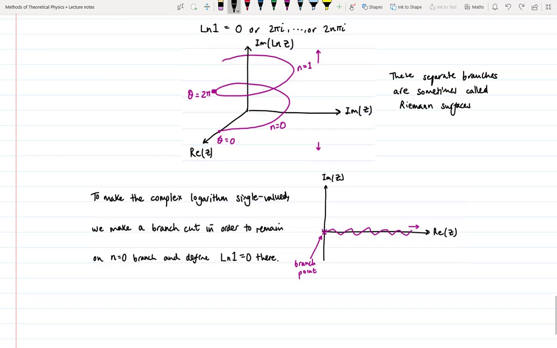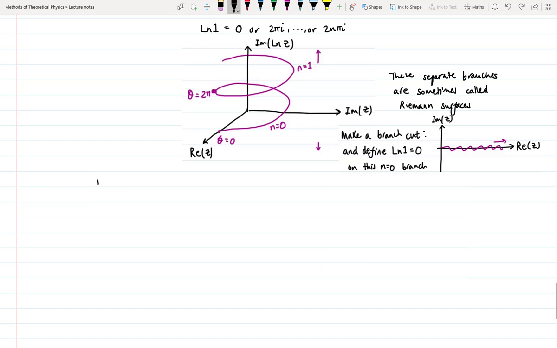In order to prevent passing between different branches and make the complex logarithm single-valued, we make a branch cut in order to remain on the n equals 0 branch. And as before, the branch cut here can be taken along the positive real axis from the branch point at z equals 0 up to infinity. We also define the complex logarithm of 1 to be 0 on this branch.